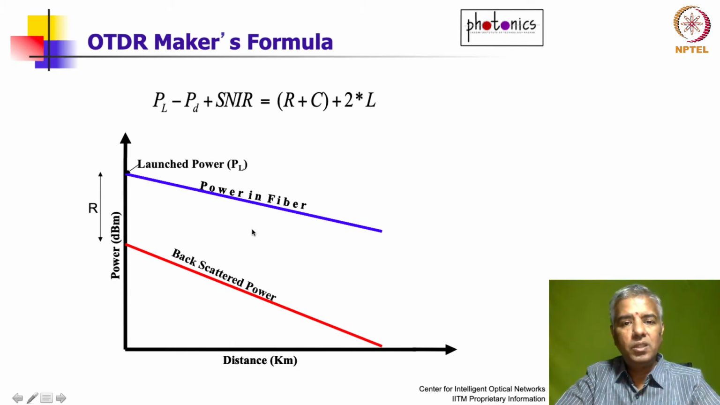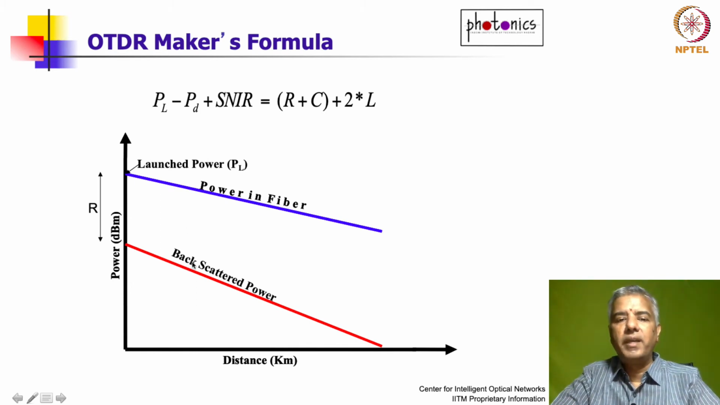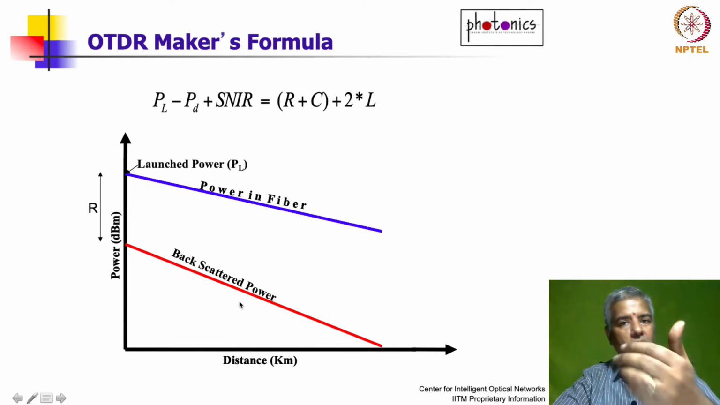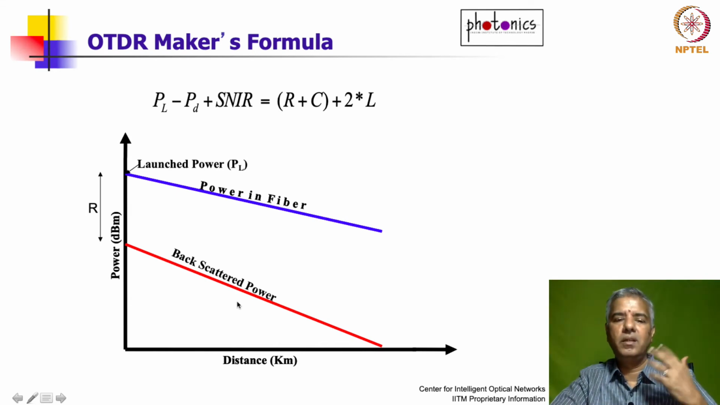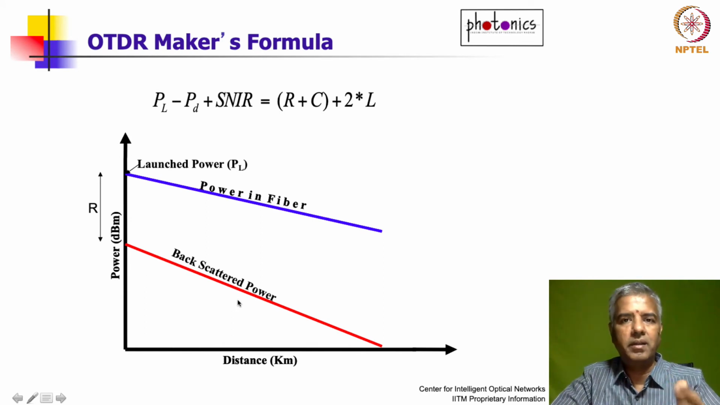But pay attention to this. The slope of this is higher than the slope of this. In fact, to be precise, the slope of this red line is going to be twice the slope of the blue line. Why? Well, this is just tracking the power that's going down the fiber, whereas this is tracking the power that's coming back also. So while going down, it loses some light, but on the way back also it's going to lose light at the rate of 0.2 dB per kilometer. So this will be twice the slope of this one.